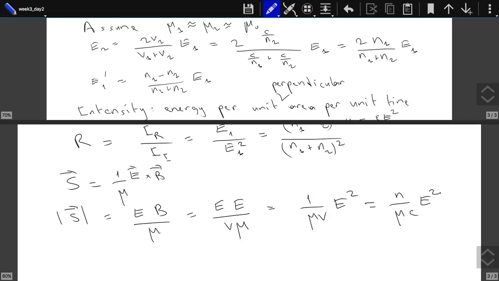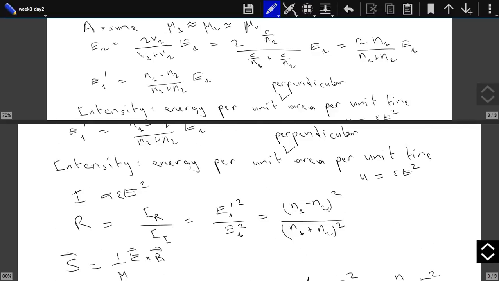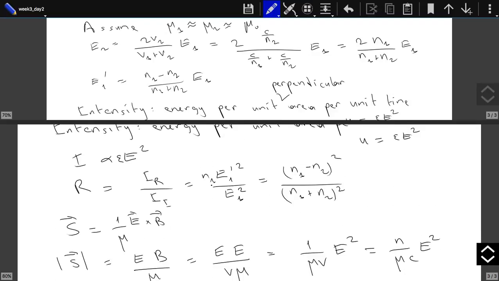Now we are assuming that mu is the same everywhere, equal to mu 0. C is constant, so intensity is proportional to n times E squared. Here, n1 divided by n1. The reflected intensity is E1 prime squared, the incident is E1 squared. So it is that one over there.